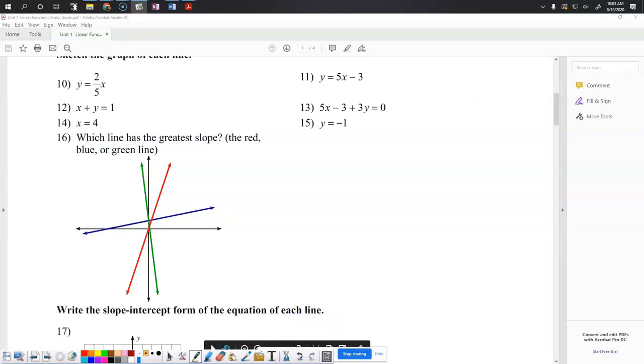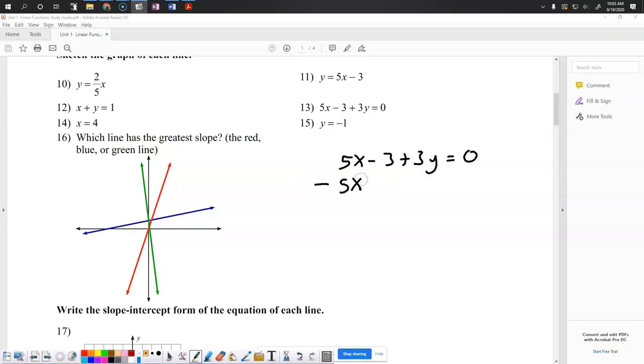We need to get the y by itself. So if I wanted to get the y by itself, we have a little bit more work on this one. The first thing we need to do is we need to move the 5x to the other side. So that takes care of the 5x. We also need to get rid of this 3. So now I've got this.